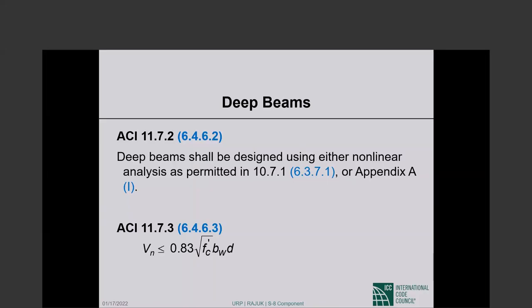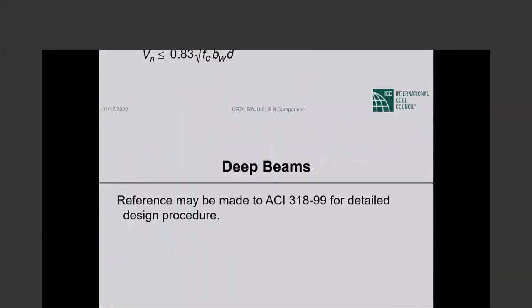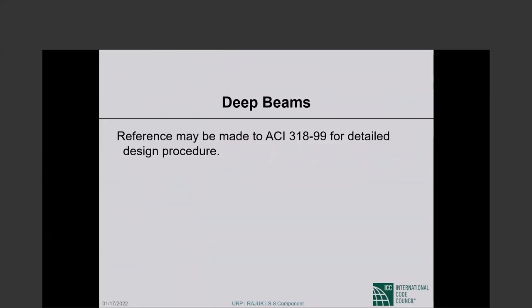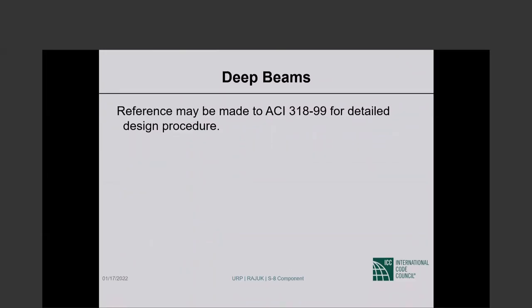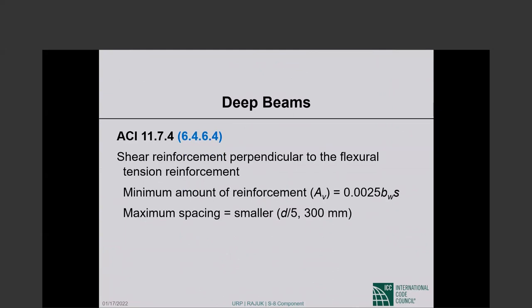Now, in addition to that, all we are told is the nominal shear strength as per a regular beam shall not exceed 10 square root of f_c'. Very importantly, 318-08 tells you a reference may be made to 318-99 for detailed design procedures. So we took it out of the code, but it is still good to use. 318-08 tells you that.